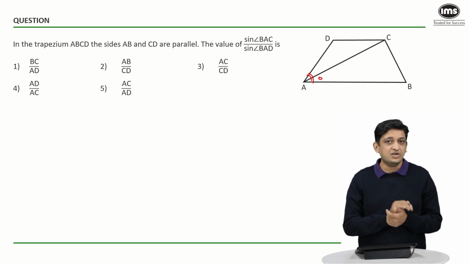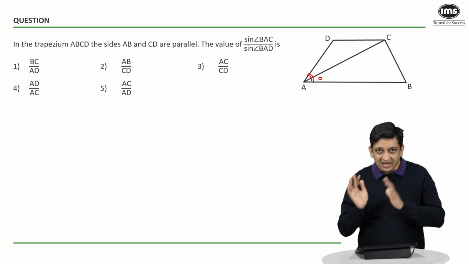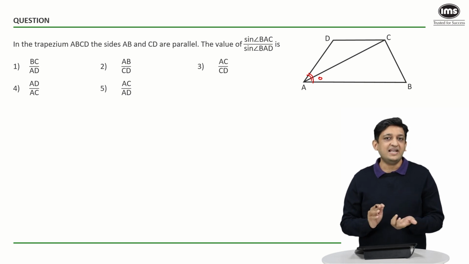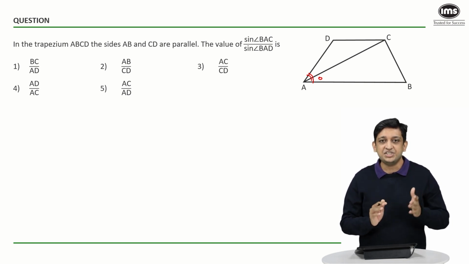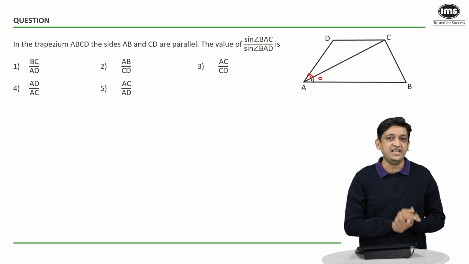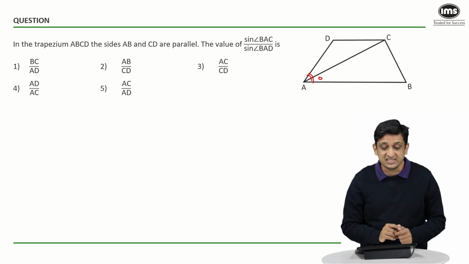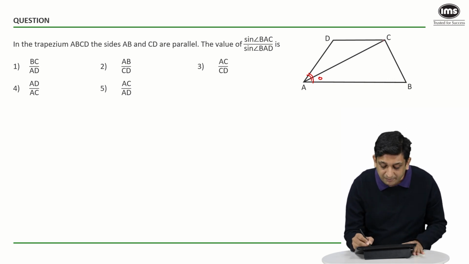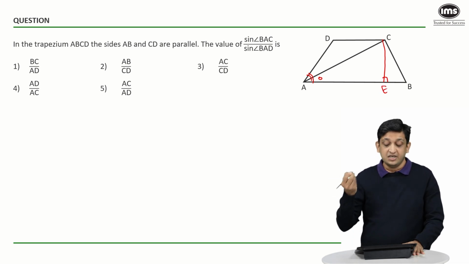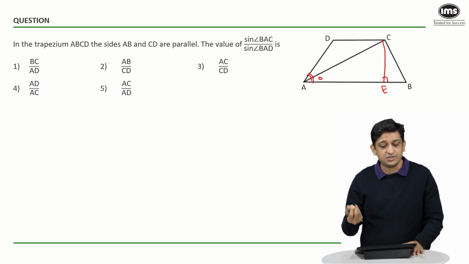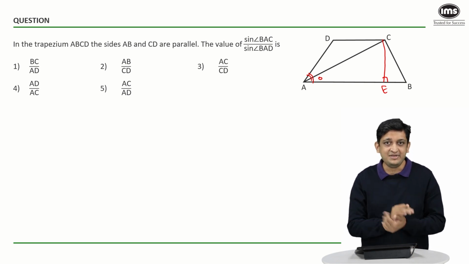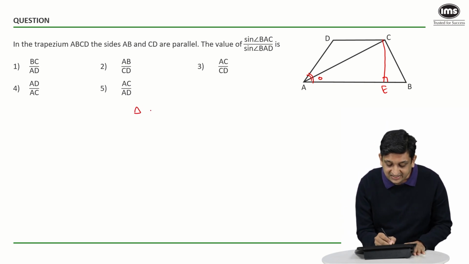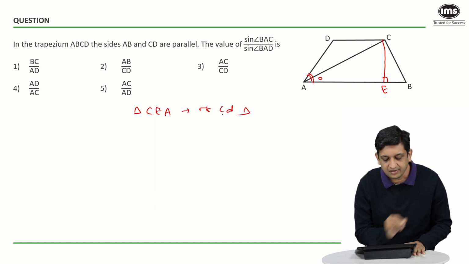Now what do we know about sine of an angle? In a right angled triangle, sine of an angle will be nothing but the ratio of the opposite side to that of the hypotenuse. So what we can do in this context is we can simply drop a perpendicular from, let's say, point C here. Let's call this CE. Now if you drop a perpendicular from C to E on this line AB that we have here, we can say that triangle CEA is a right angled triangle.